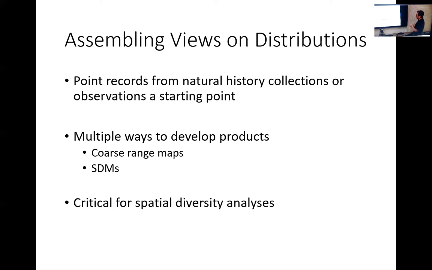And when you think about those point records, they're great, but they're also point presences. They don't tell us about absence, and they have their biases, right? So we were thinking about the multiple ways we can develop products, how we can create coarse scale range maps versus just distribution models, SDMs. And these are critical resources for spatial diversity analysis that really underpin everything in our projects.